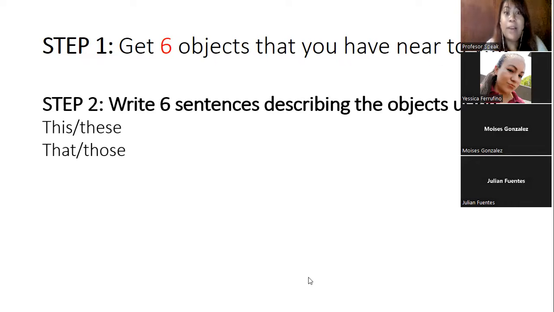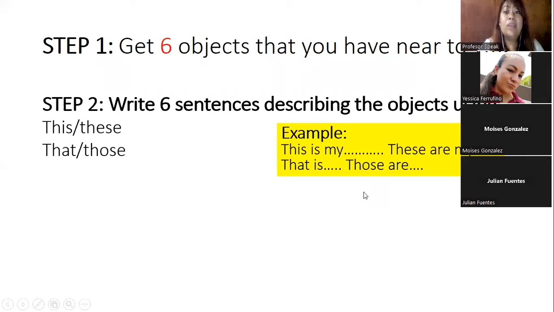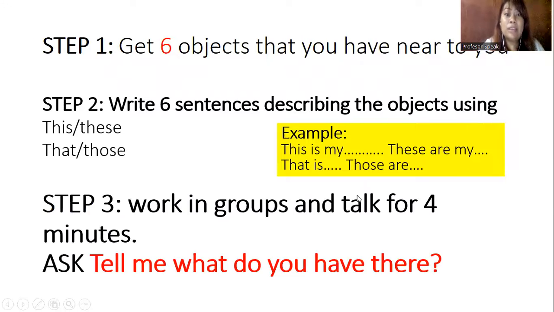Okay, step number two is write sentences describing your objects using this, that, and those. This is another homework. Why, teacher? Tomorrow, y desde ya le digo para que no me digan, no sé qué hacer. We are gonna take the objects y mañana quedo la cámara encendida, okay? Vamos a practicar. Tell me what object you have there.